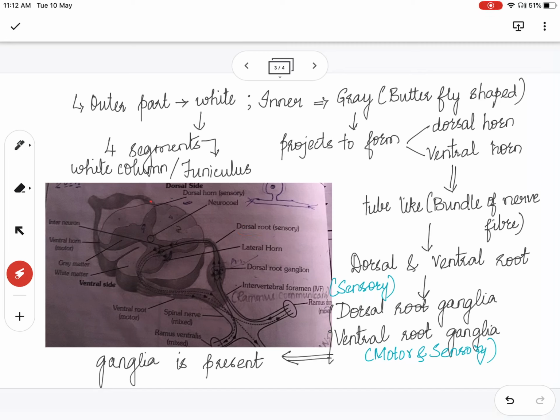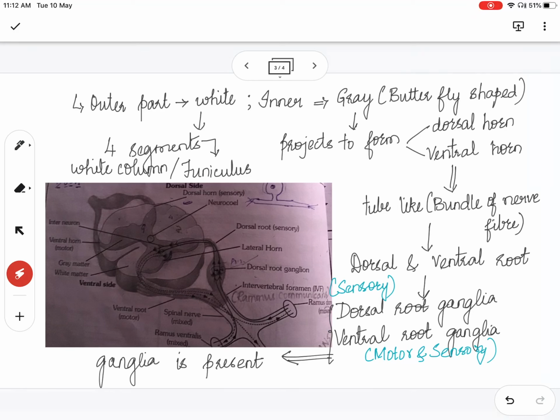So what is happening? Dorsal horn is coming out through neurocele. Okay, it's a cavity of nerve fibers over there to form a tube-like structure, and the name of it is dorsal root. Similarly, ventral horn is going out through the neurocele to form a ventral root. It is labeled over here. I hope I've made it clear so far.